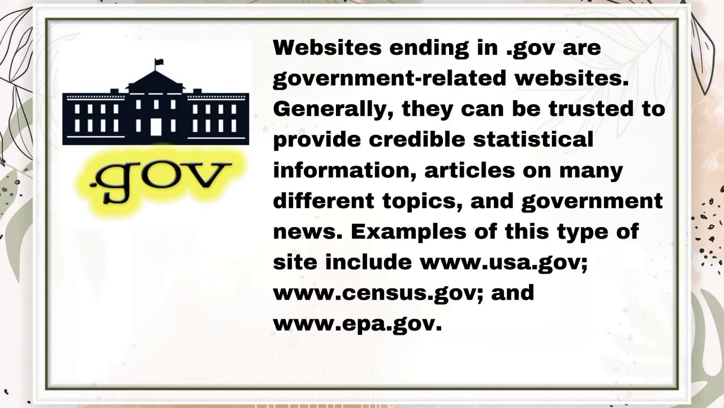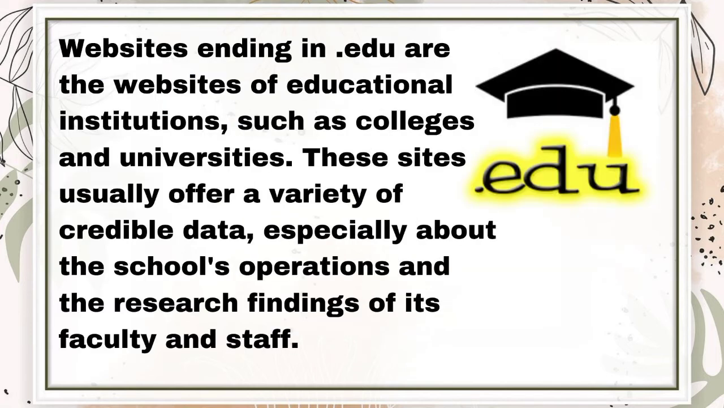Examples of this type of site include www.usa.gov, www.census.gov, and www.apa.gov. Websites ending in .edu are the websites of educational institutions, such as colleges and universities. These sites usually offer a variety of credible data, especially about the school's operation and the research findings of its faculty and staff.